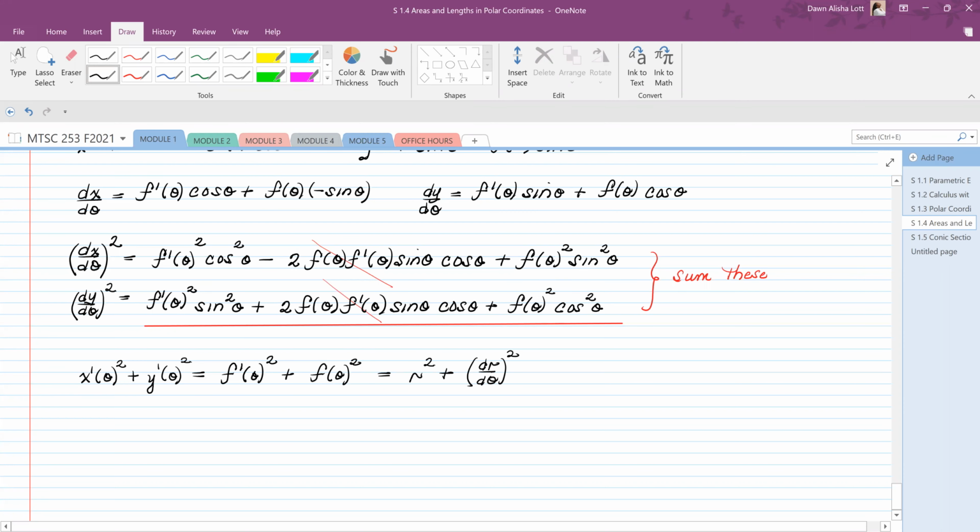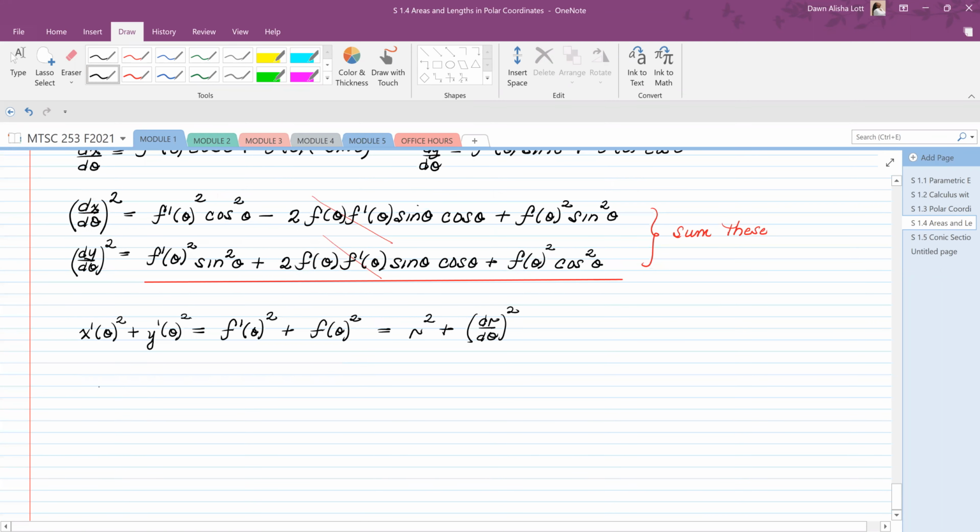So therefore, my length now becomes the integral from alpha to beta of the square root of r squared plus dr d theta squared, d theta.